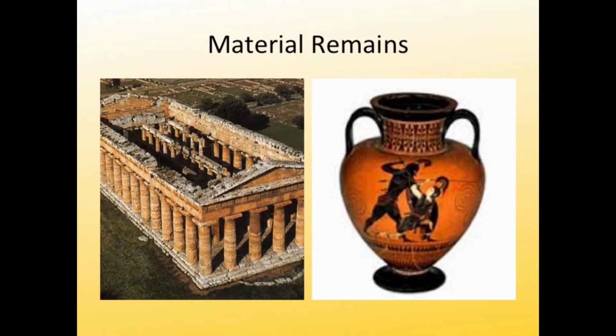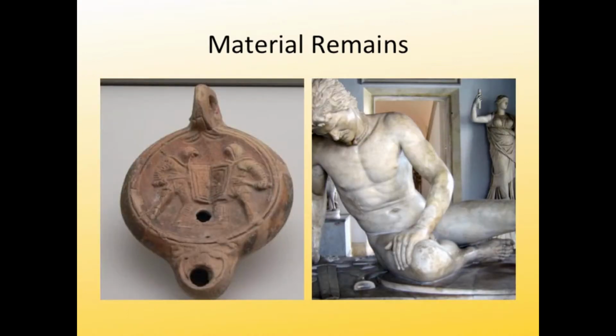Material remains of Greek and Roman civilizations are also considered primary sources. Material remains can be glorious remains of temples or beautiful vases, magnificent marble sculpture, or even just lamps used to light your house every day.